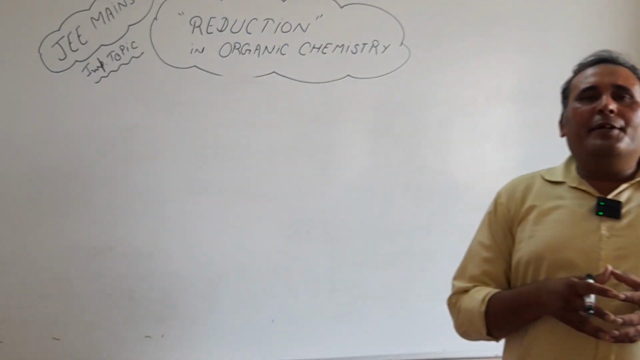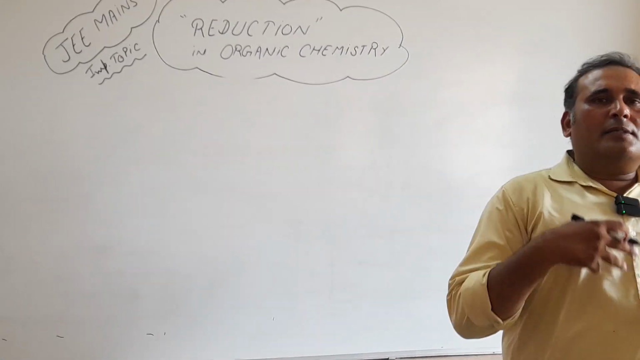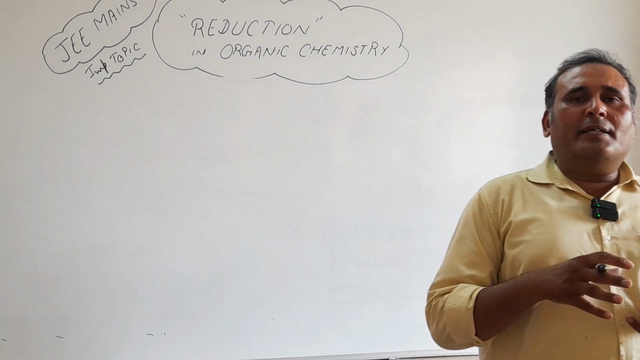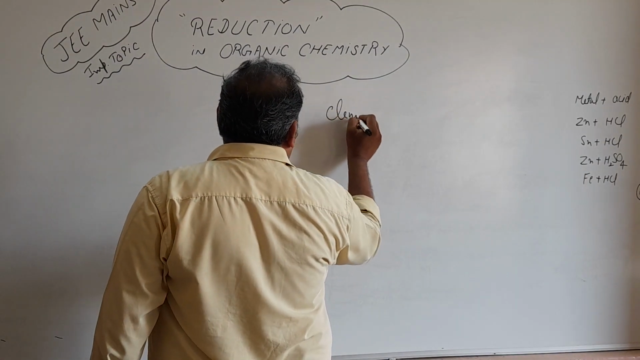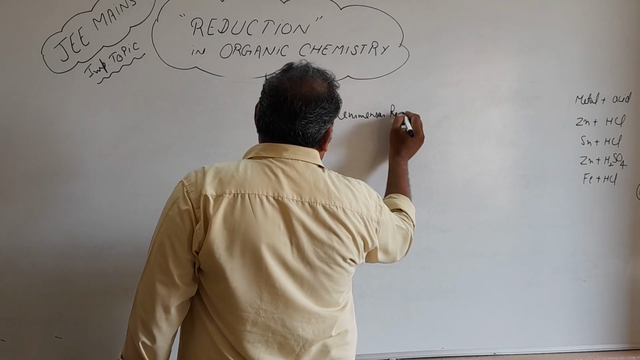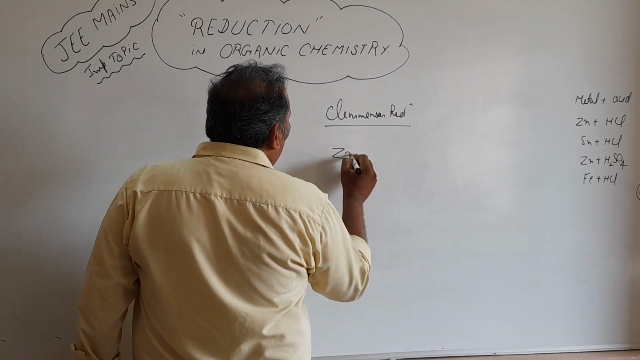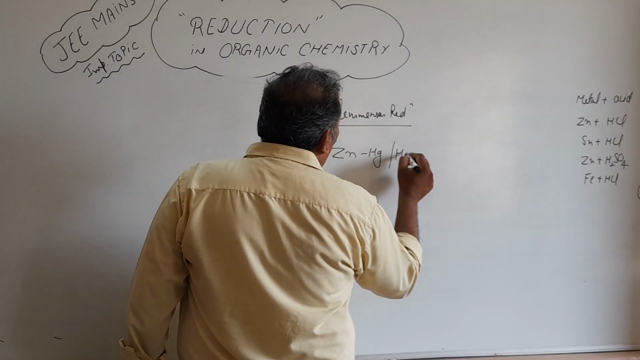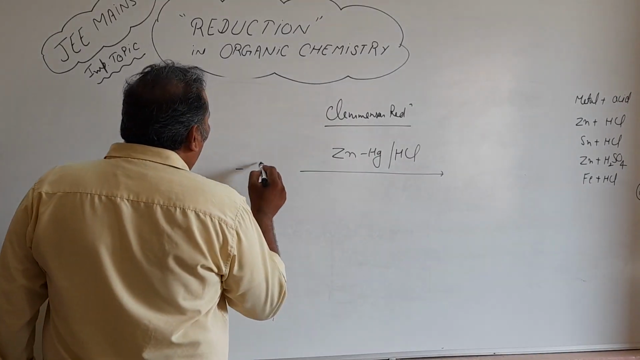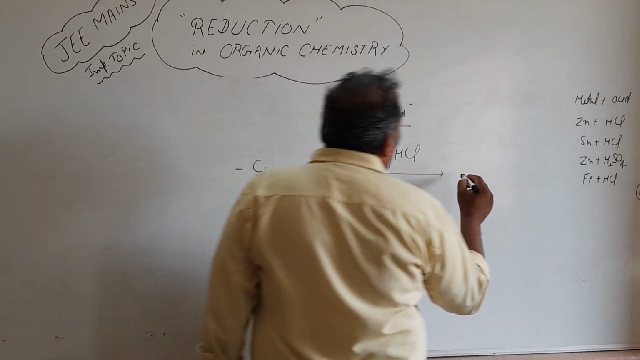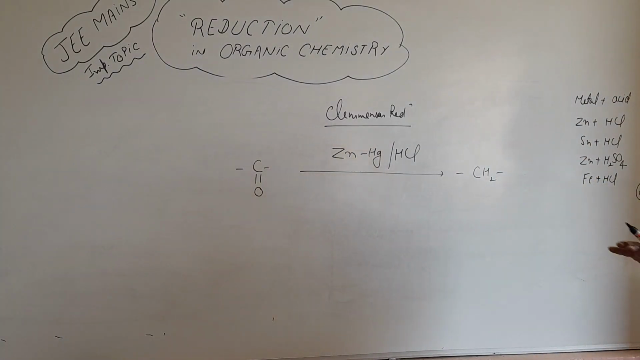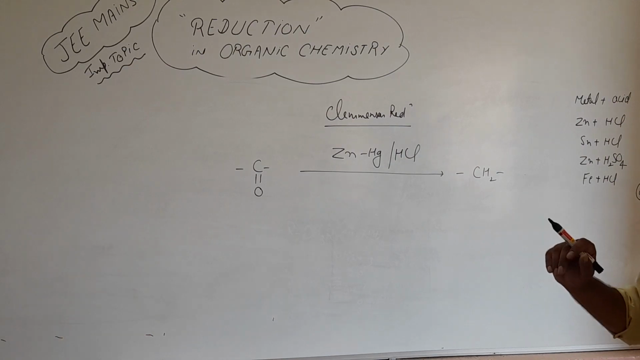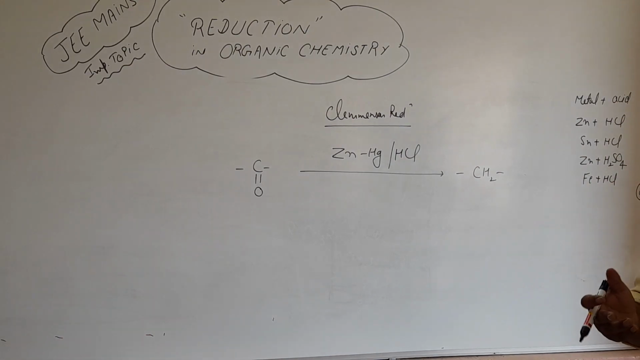Now there are some other reducing agents which we have discussed in earlier videos, that is Clemmensen reduction as well as Wolff-Kishner reduction. They are selective reductions and very important. When we are using Clemmensen reduction, we have to use zinc amalgam in the presence of HCl, and it selectively reduces only and only the carbonyl group into CH2 group, means it forms alkane.